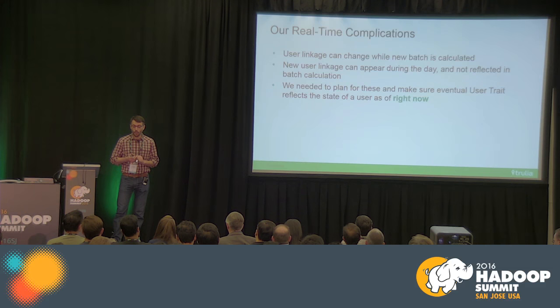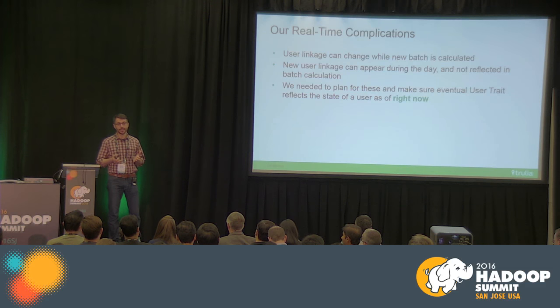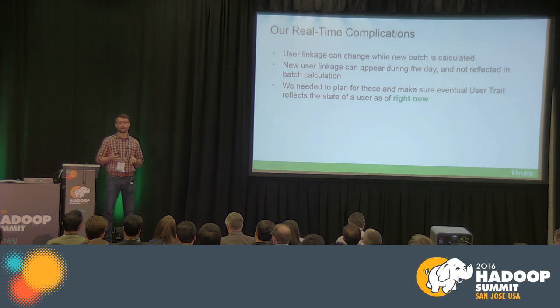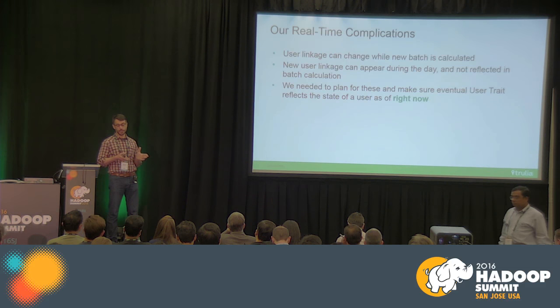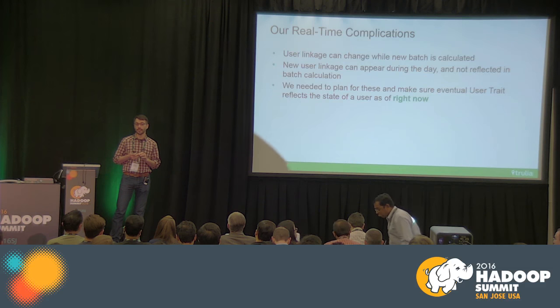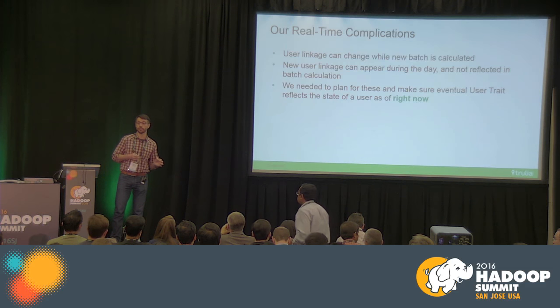We also have one more case where a new user may log in right now. This user login and this user linkage is only reflected in the real-time layer and not in the batch layer. So we need to plan for all these events and all these complications and make sure that the user trait we present to our clients through our serving layer reflects the state of the user as of right now, not as of yesterday.